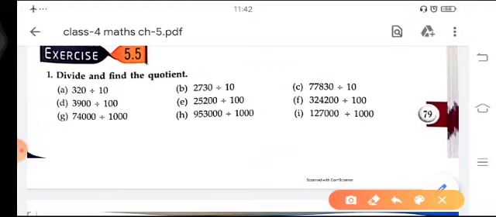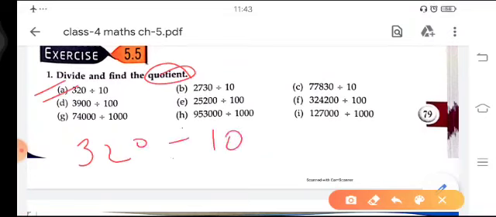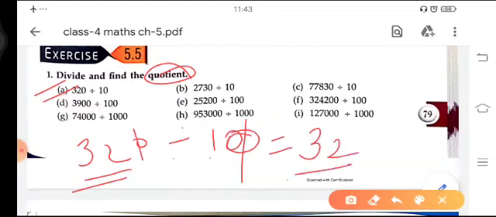We have to find the quotient. So our first part is we have to divide 320 by 10. So what was our formula? We have to cancel 0 with the 0. And now we are getting 32 divided by 1. And if we are dividing any number by 1, we will get the number itself as the answer. Right?